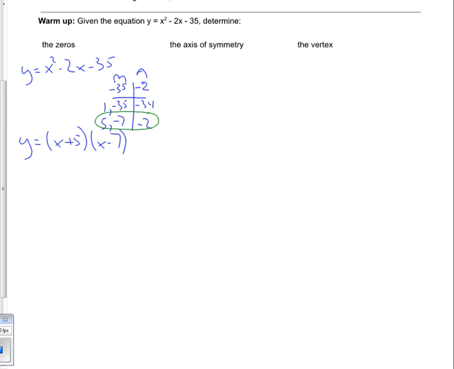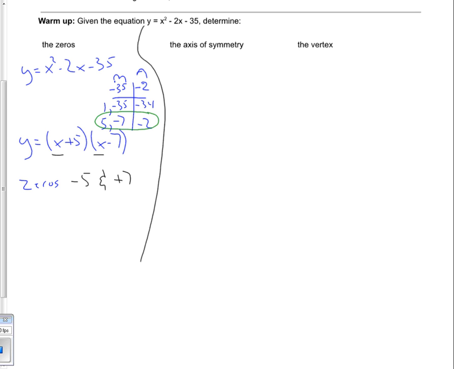Now that we have the equation in factored form, because we always have to get the factored form before we can figure out the zeros, we can determine that the zeros are right here. The zeros are negative 5 and positive 7. So we've just done the first piece. We've determined what the zeros are for this particular equation.